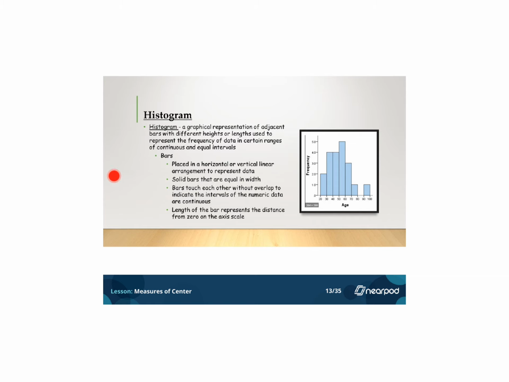So if we read the next part: bars placed in a horizontal or vertical linear arrangement to represent data. Solid bars that are equal in width. So again, these bars need to be equal in width. I can't have a range of 10 here, because between 20 and 30 is 10, and then a range of 30 here. They need to be the same range. Bars touch each other without overlap to indicate the intervals of the numerical data are continuous. So you see that these bars don't overlap, which means this bar does not go into this other bar. They are just side by side.